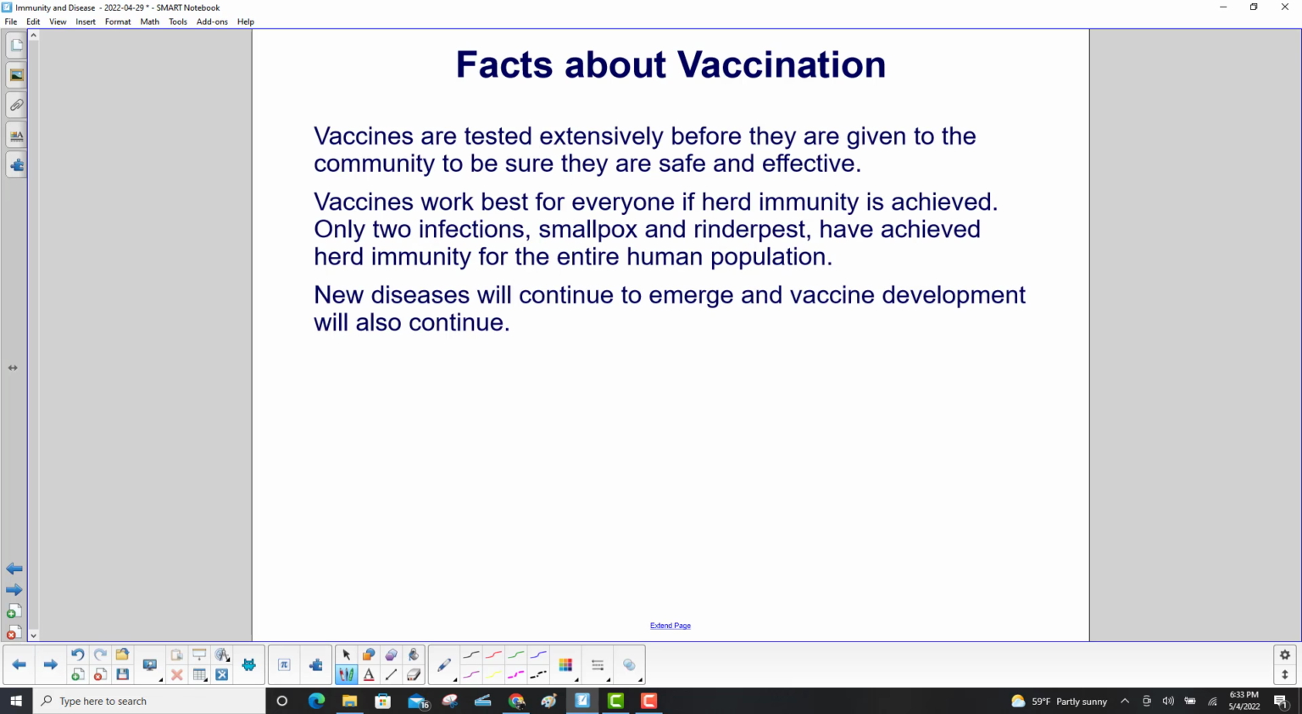Vaccines are tested extensively before they are given to the community to be sure that they are safe and effective. They work best for everyone if herd immunity is achieved. Only 2 infections, smallpox and rinderpest, have achieved herd immunity for the entire human population. New diseases will continue to emerge, and vaccine development will also continue.